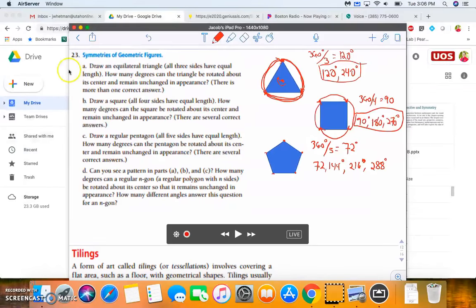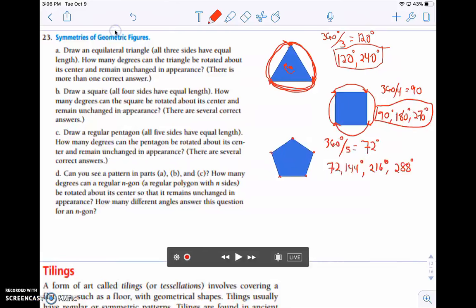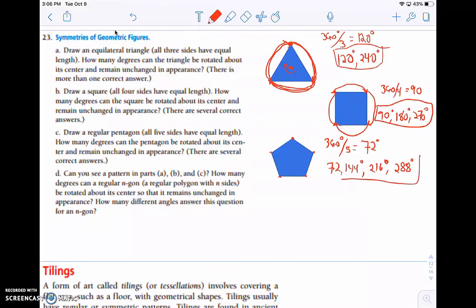Hopefully you can see a pattern there: those rotational symmetries are, you take 360 and divide it by the number of sides, and that will give you the degrees. We'll answer part D on the next video as I'm running out of time.